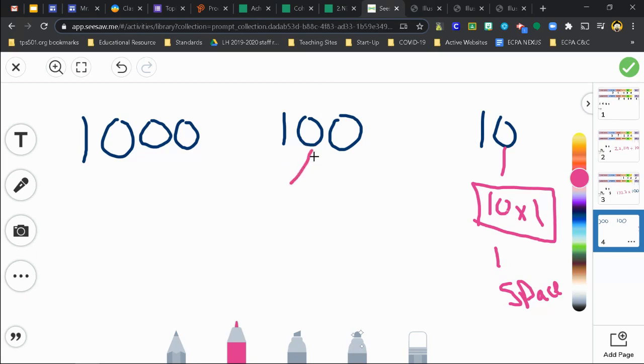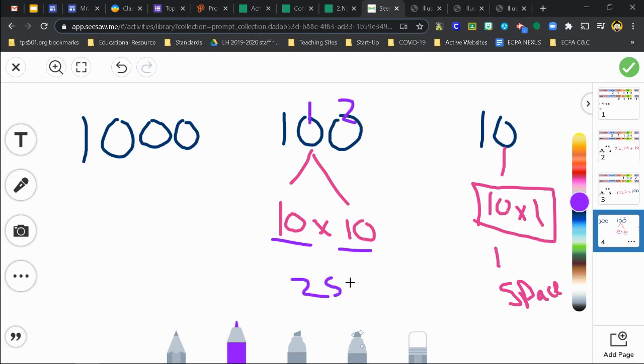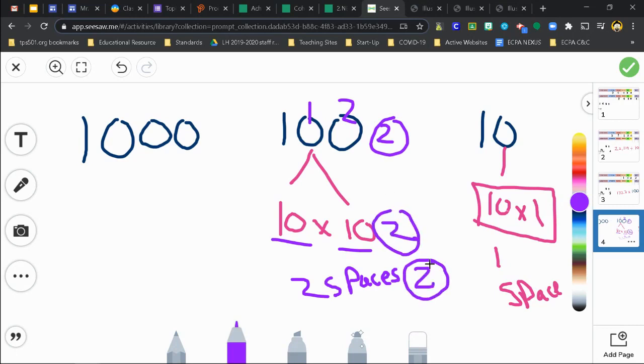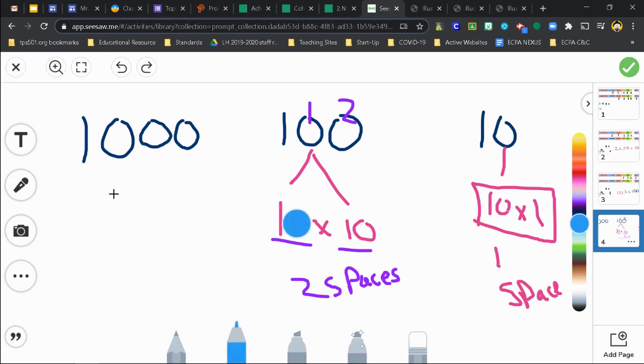Now 100 is 10 times 10. So there's 2 tens, 10, 20, two spaces. Really notice this pattern, 2, 2, 2. I think that's so important, especially over here, because we break down even further. So 1,000 is 10 one-hundreds. And as we know, one hundred is 10 tens.